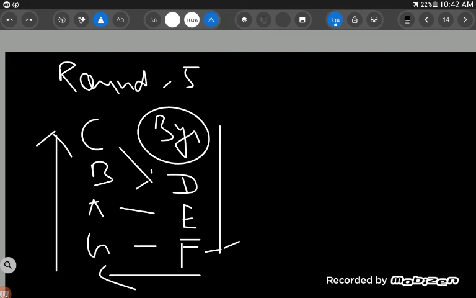Again you have got here the 3 matches. C is getting the bye here. B will play the match to D, A to E, and G to F. Okay, any doubt? So next round, round 6.